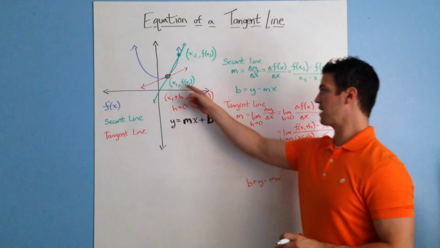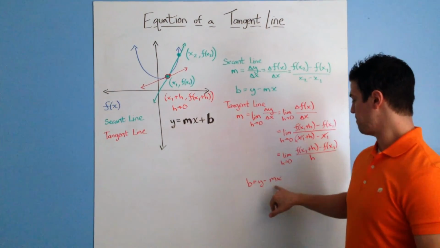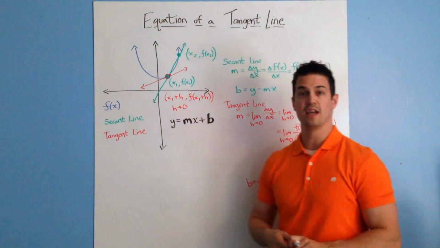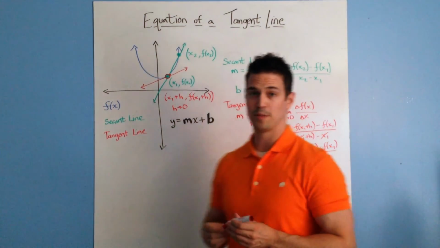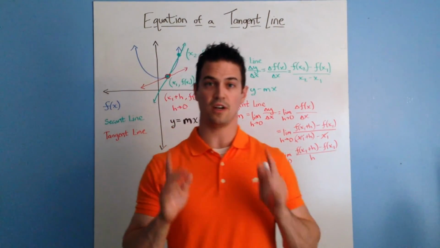So you just plug in the x and the y after you find the m, and then you'll find the b, and then you can put it in the form of y equals mx plus b, and then you have the equation of a tangent line.